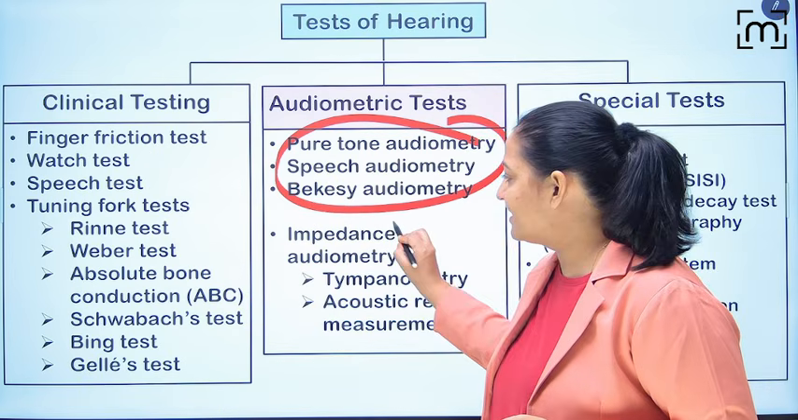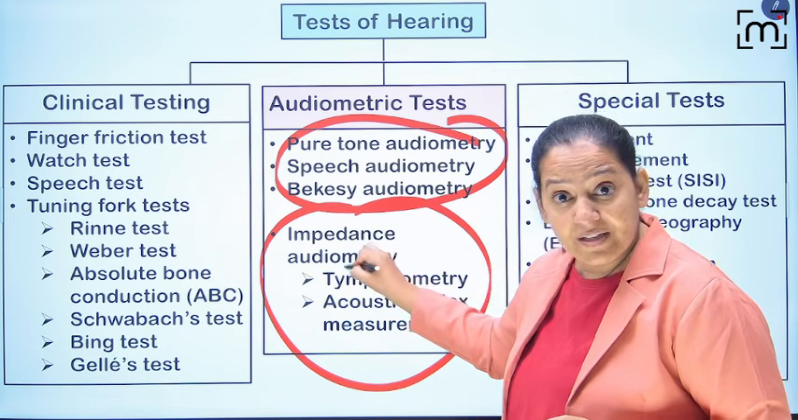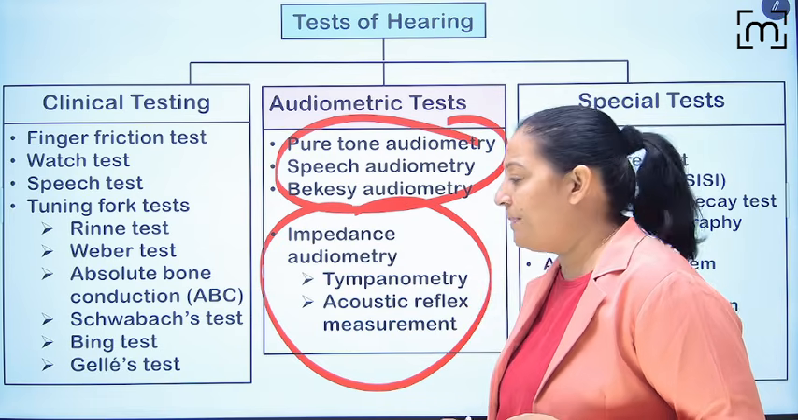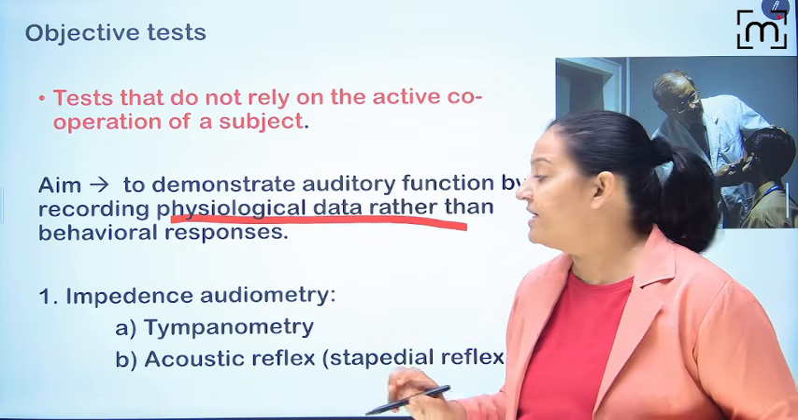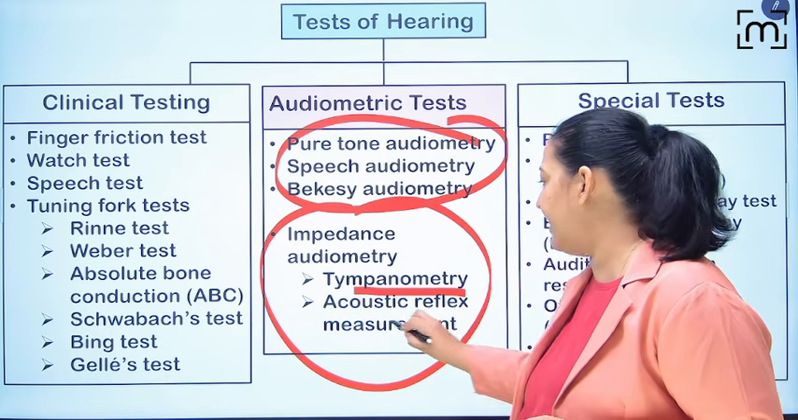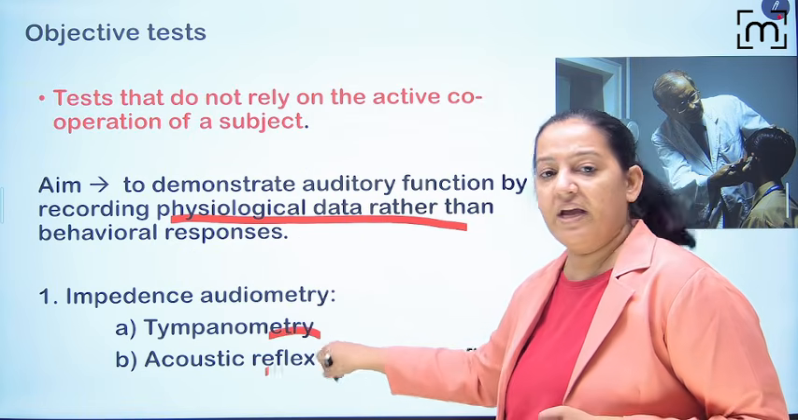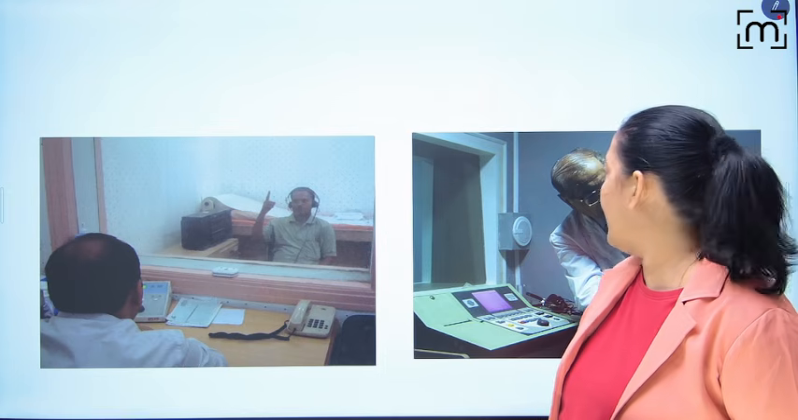In the objective test, that is impedance audiometry, you get an MCQ on that. Impedance audiometry is an objective test, which is of two types: tympanometry and acoustic reflex. Okay, these two. So in total, 5 tests I want to teach you.